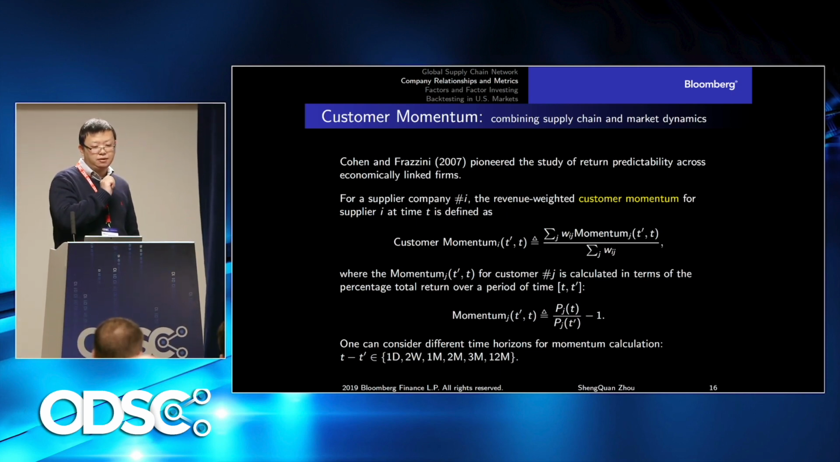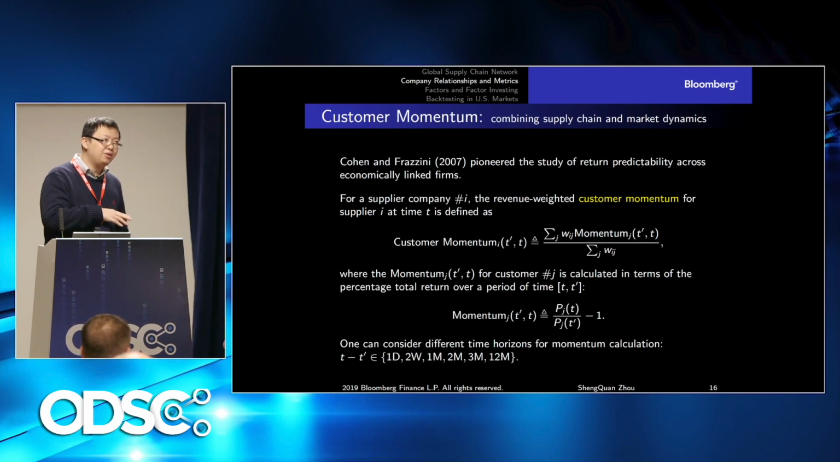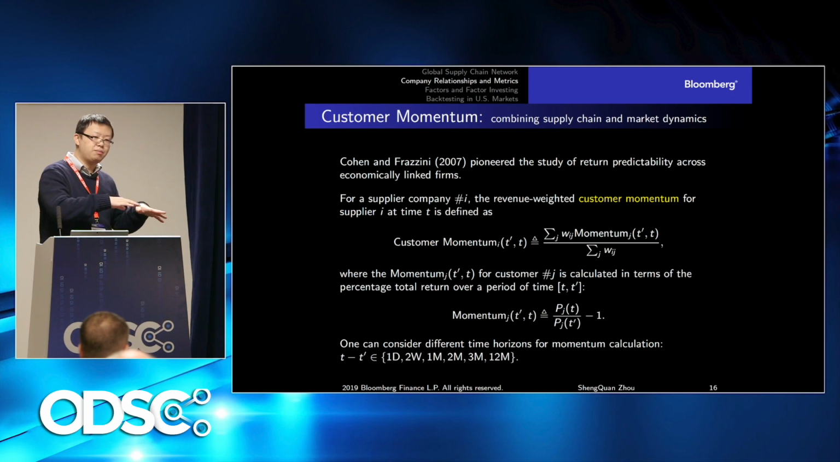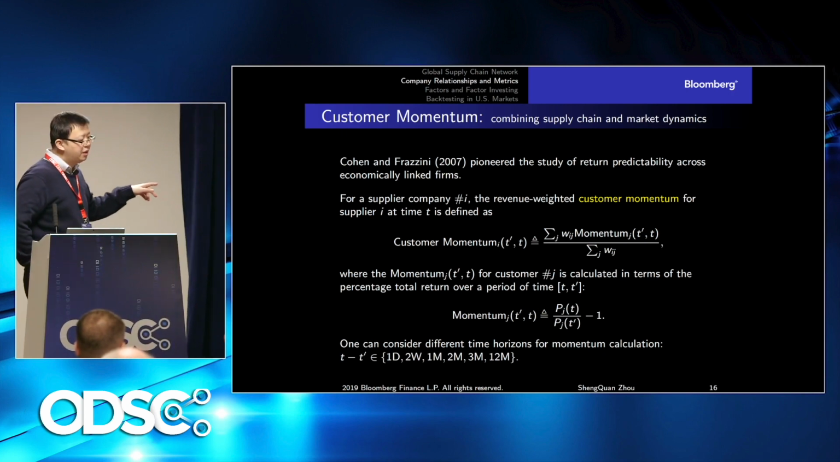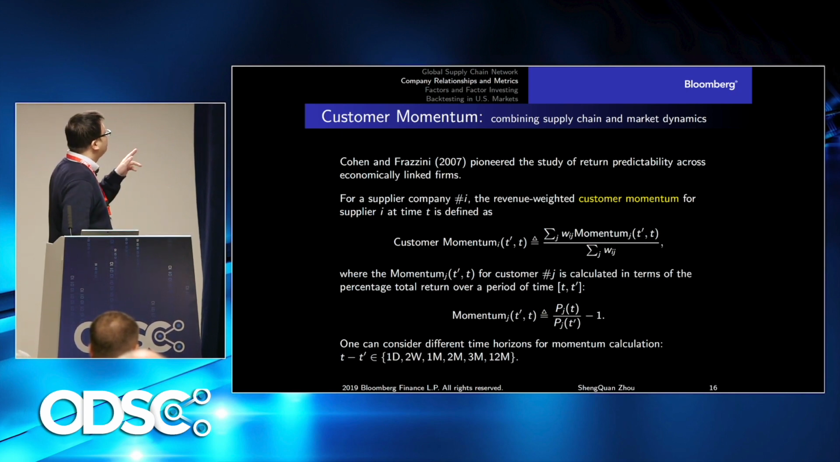The final kind of factor we'll talk about is called Cos Momentum. Again, unlike all the previous factors we talked about, which is calculated based only on supply chain relationships, this one combines supply chain relationship and market dynamics. So before we talk about Cos Momentum, we talk about what is momentum, right?